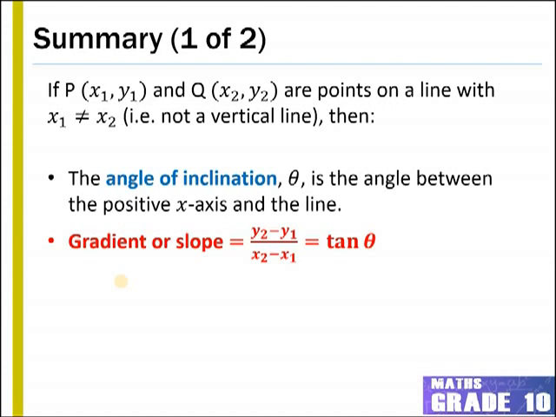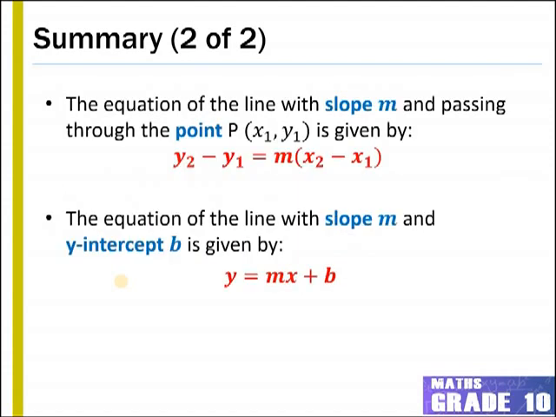which is equal to tan theta. The equation of the line with slope m passing through the point P (x1, y1) is given by y2 minus y1 equals m times (x2 minus x1). This is the point slope form of the line. The equation of the line with slope m and y-intercept b is given by y equals mx plus b. This is the slope-intercept form of the line.